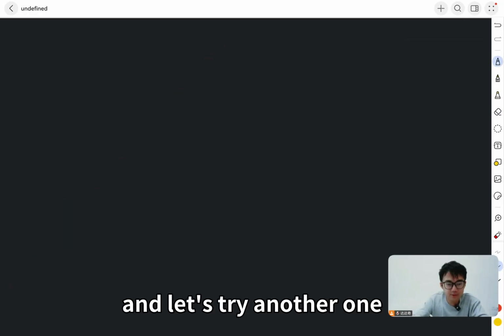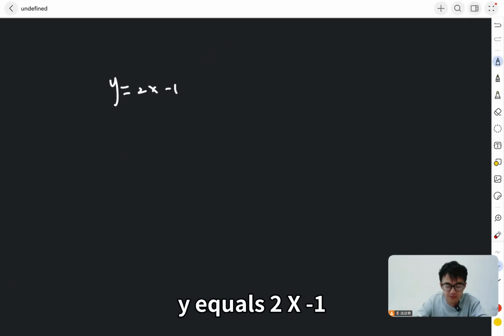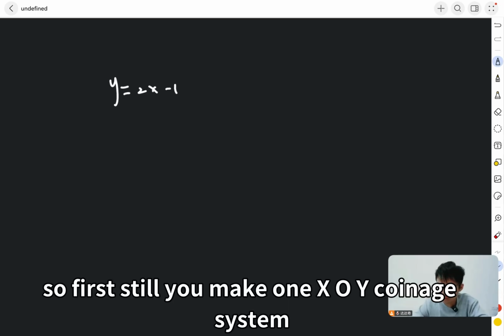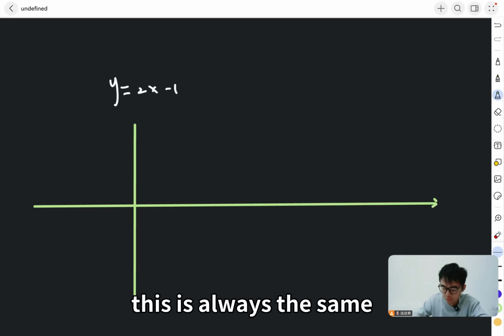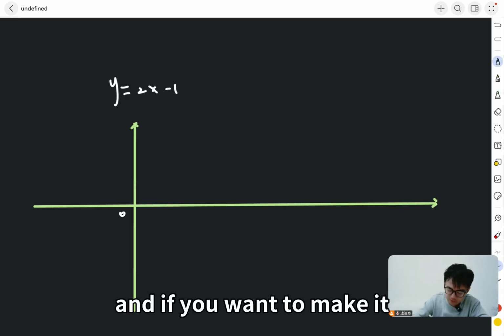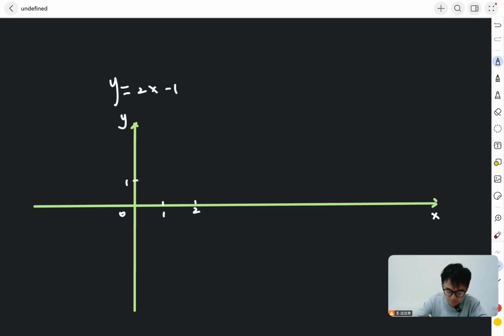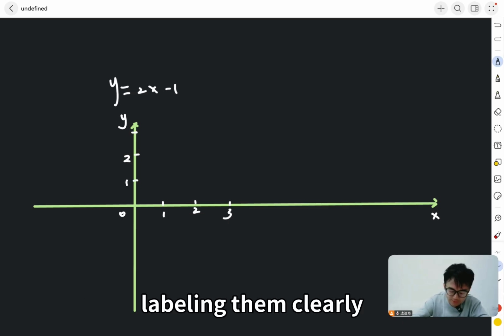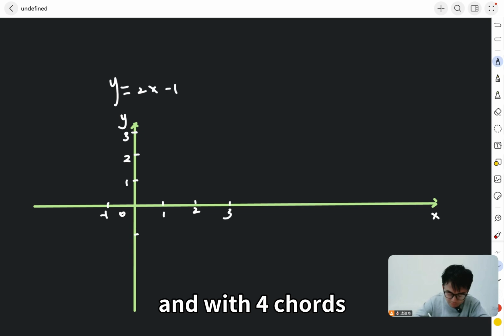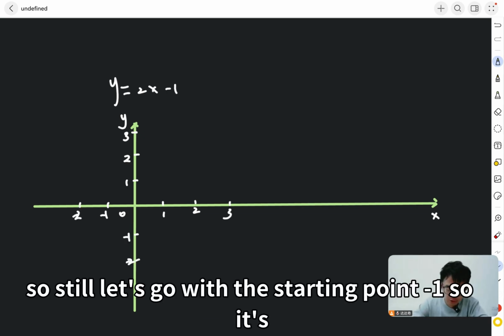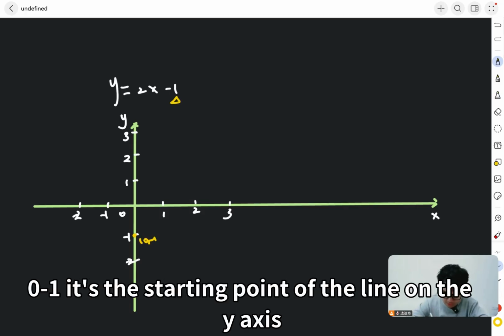And let's try another one. y equals 2x minus 1. So first, you still make an x-y coordinate system. This is always the same. And if you want to make it more precise, you should do the unit lengths, labeling them clearly and with 4 quadrants. So still, let's go with the starting point, -1. So it's 0, -1. It's the starting point of the line on the y-axis.